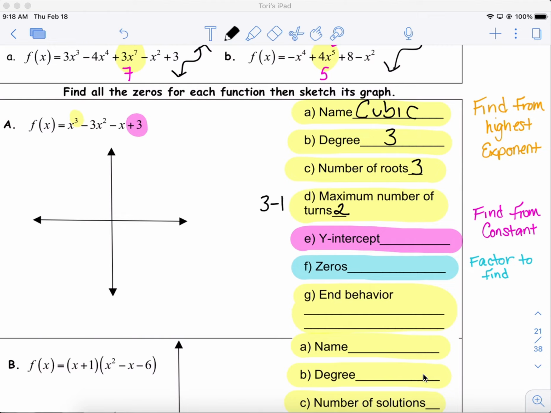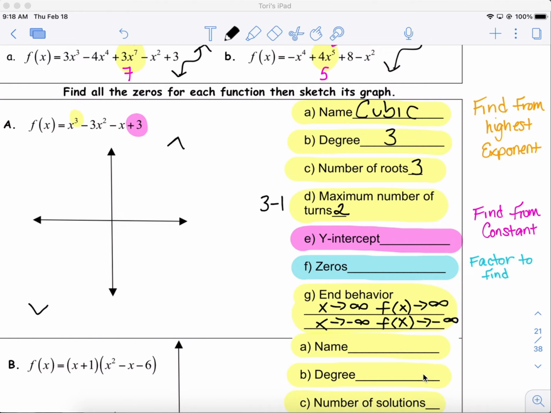And the end behavior, because it's got a positive leading coefficient of 1, that means my end behavior is when x goes positive, f of x goes positive. And when x goes negative, f of x goes negative. Okay? All right, so we know right now my graph is facing this way and this way. We know it has 3 roots, may or may not cross the x-axis 3 times. We don't know that yet.